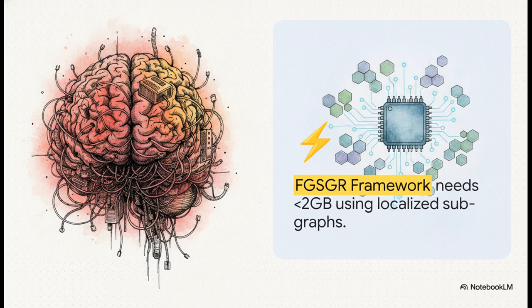But the FGSGR framework? It's built specifically for constrained hardware like an NVIDIA Jetson or a Nano. It's frankly mind-boggling when you think about it. We're talking about taking this massive 100-gigabyte behemoth and shrinking it down to under 2 gigabytes. And it does this by breaking the intelligence down into localized, completely independent subgraphs.